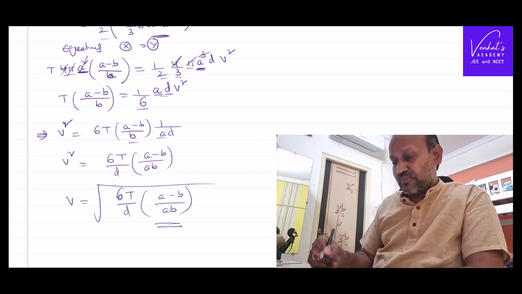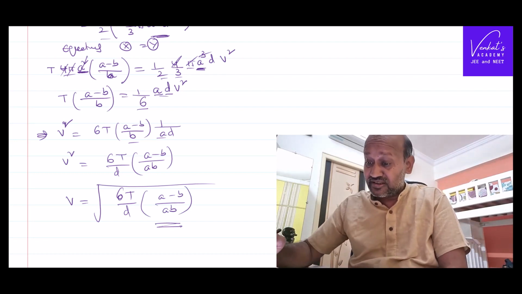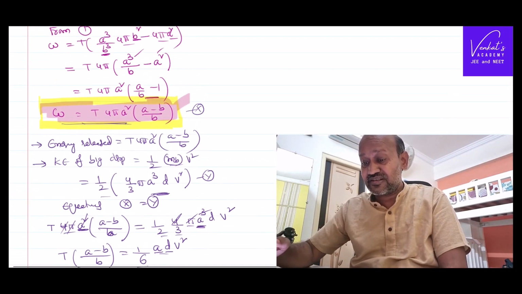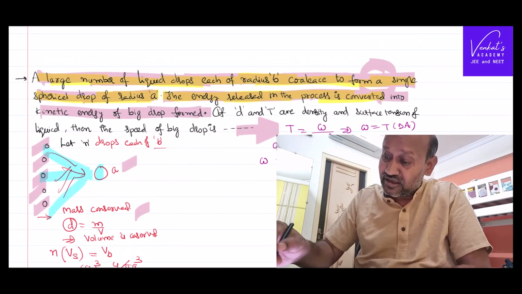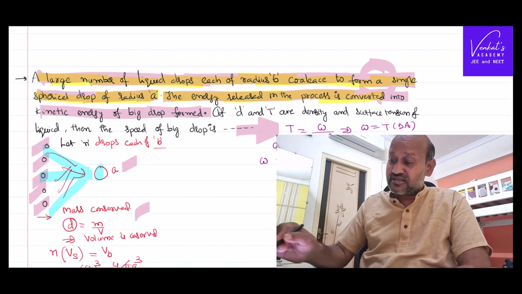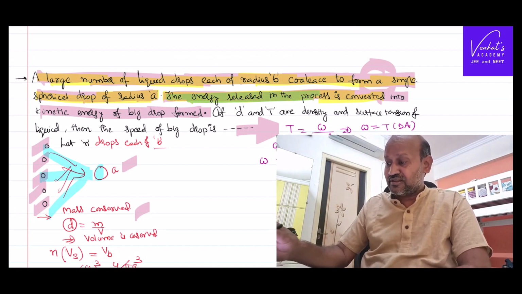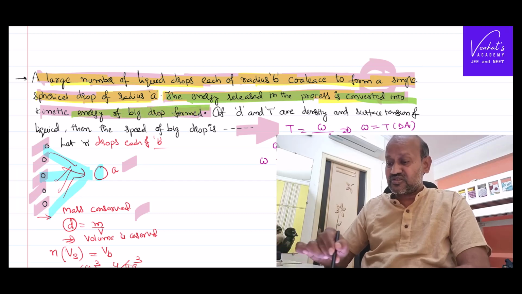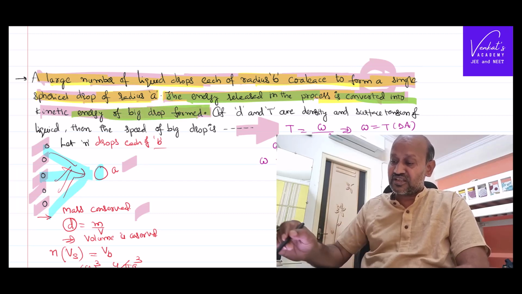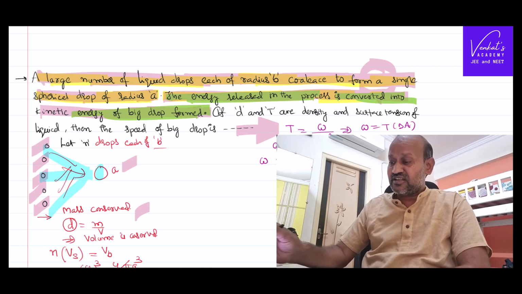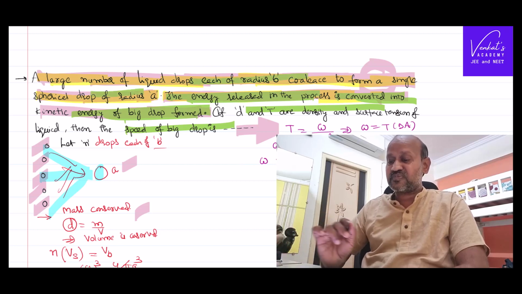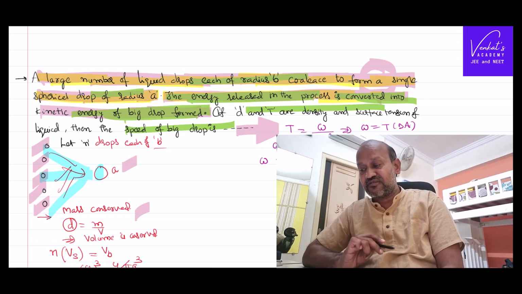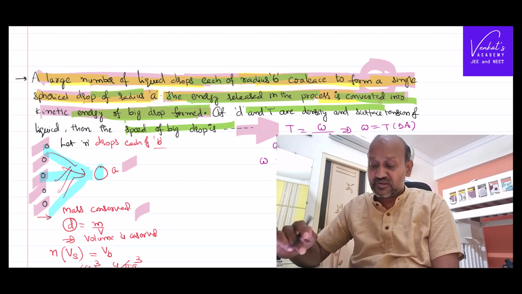See, the problem looks lengthy, but it's not actually lengthy. The concept that we have used is very simple. If you relook at the problem itself, what you are trying to calculate, the energy released in the process, this is very important, is converted into kinetic energy. So I'm using conservation of energy. I have calculated what is the energy released, what is kinetic energy, and I have just equated both of them. To get the relation between the small drops and big drop, I have used the conservation of mass. That's how we have to solve the problem.